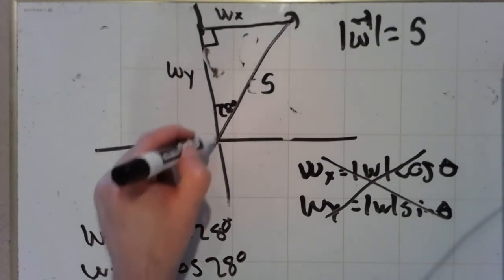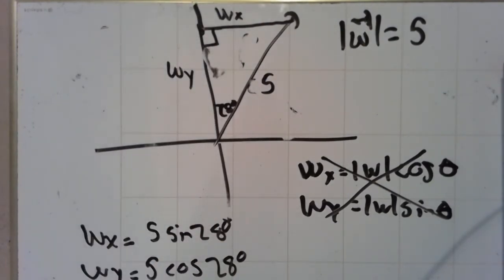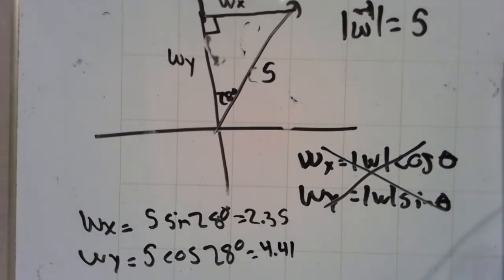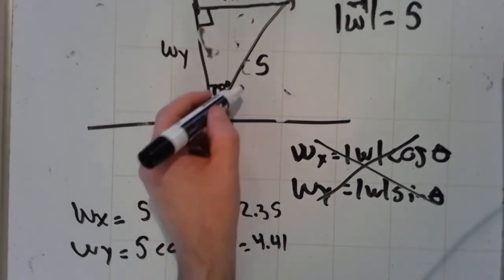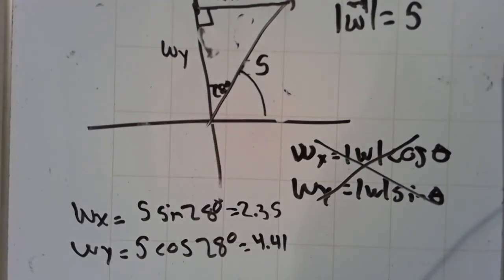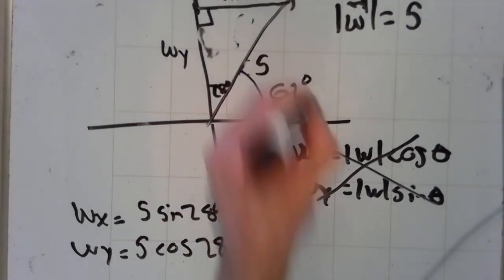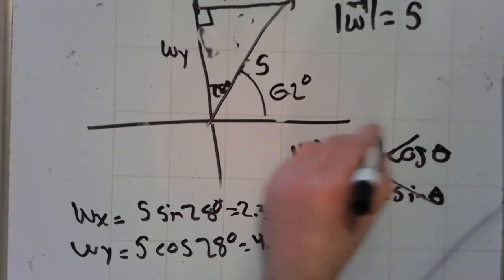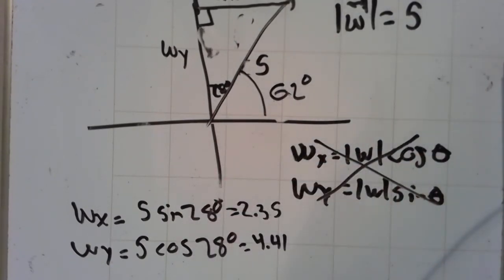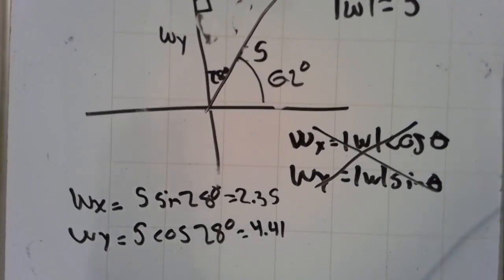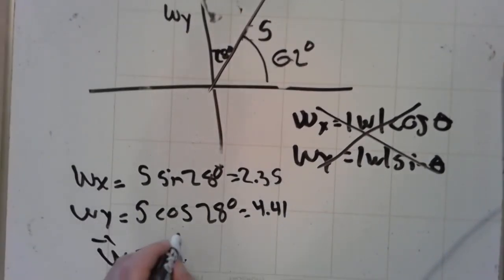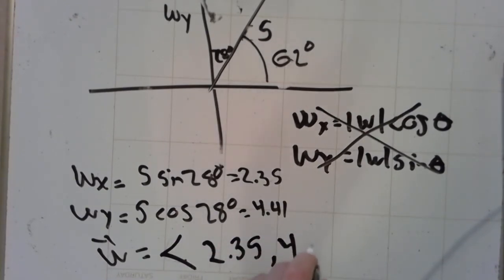That's in this right triangle. And then I just type those in. And typing those in the calculator, I get these values. 2.35, 4.41. We would get exactly the same thing if we used this angle, which is, what is that, 62 degrees. And we use these formulas. It would still give us exactly the same thing. Then my vector W in component form is the x, 2.35. These, of course, are approximate, 4.41.